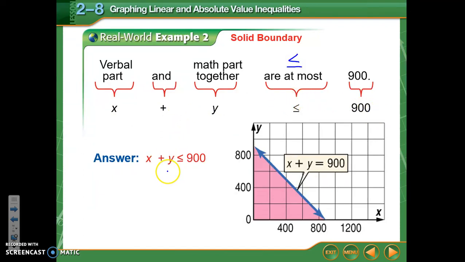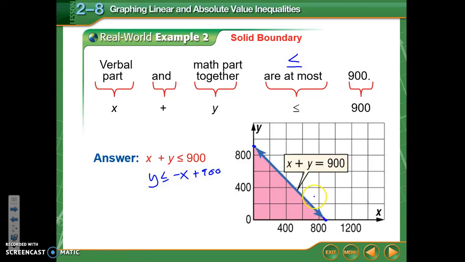Now when I graph this, X plus Y is less than or equal to 900, I can solve it if I want to for Y. So I get Y is less than or equal to negative X plus 900. So my y-intercept is 900, and I have a slope of -1, and that takes me all the way over to 900 on the x-axis as well.